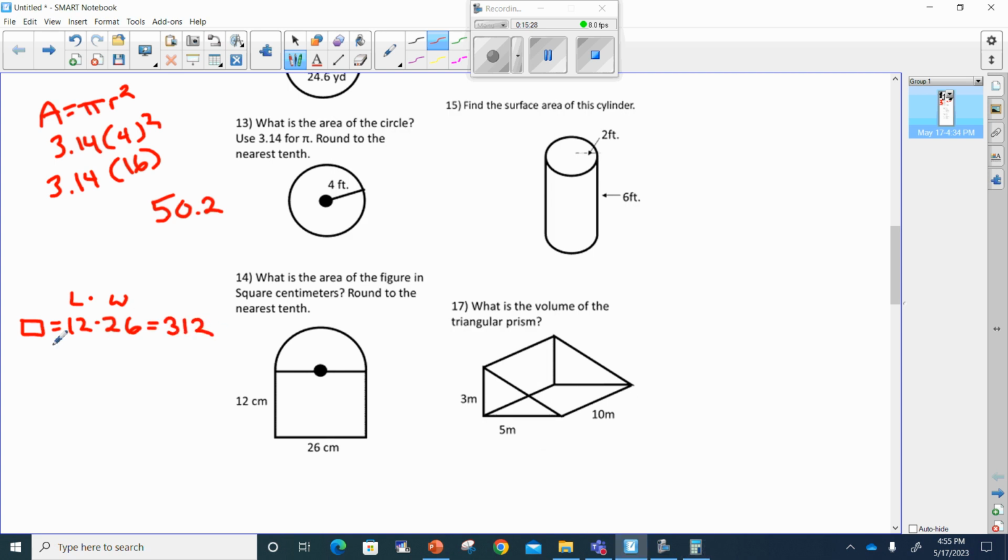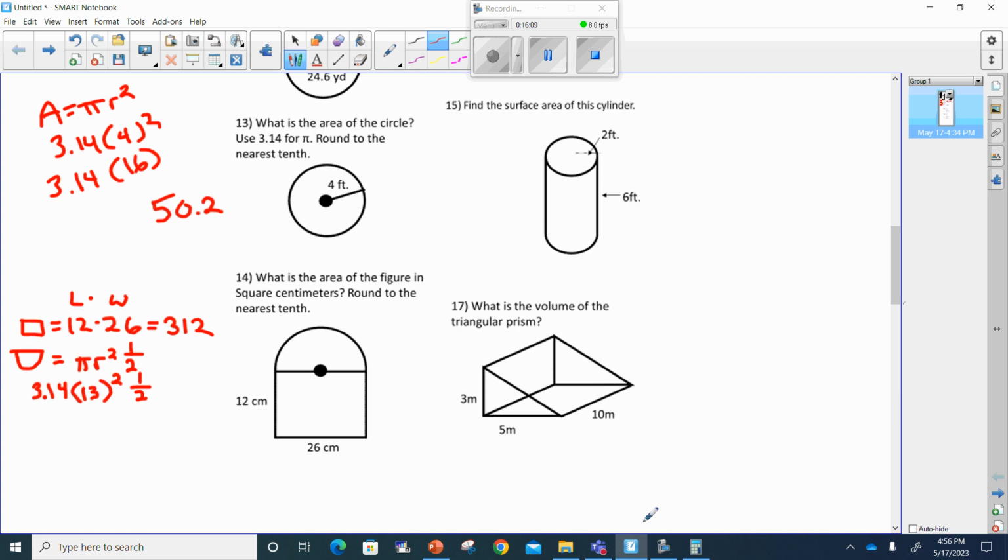All right, let's solve for the semicircle now. The semicircle is half of the formula of a circle. The circle is pi r squared. So the semicircle will be pi r squared times 1/2, or divided by 2. Pi is going to be 3.14. The radius is going to be half of this distance here, which is 26. So that would be 13.